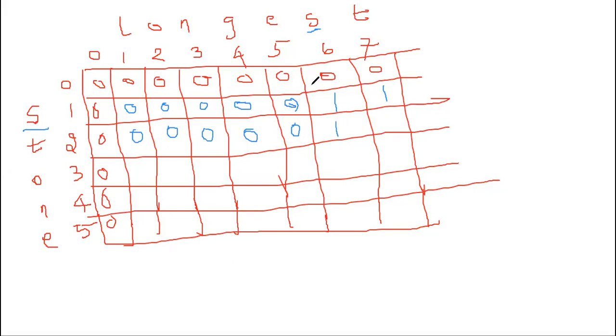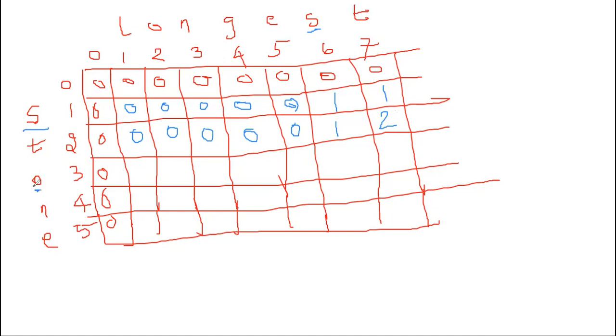Now T is compared to T. There is a match here. So 2, very nice. Why 2? Because diagonal plus 1. Okay, very nice.